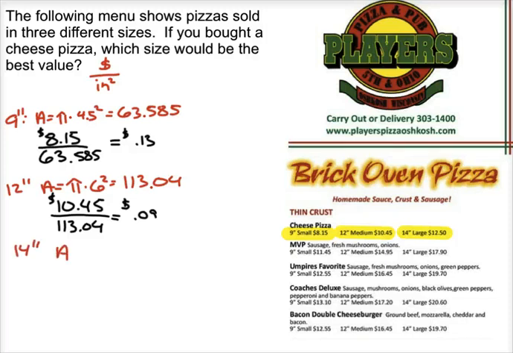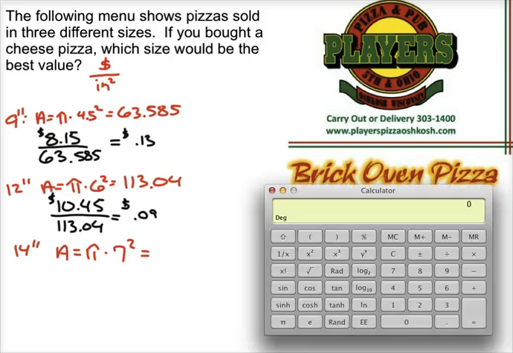Now let's look at the 14-inch pizza. I know the area is going to be pi times the radius squared, and if it's a 14-inch pizza, the radius is going to be 7. So pi times 7 squared. Let's grab our calculator. 3.14 times 7 squared, which is 49, gives me 153.86.